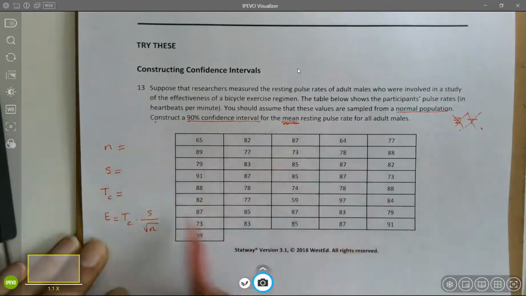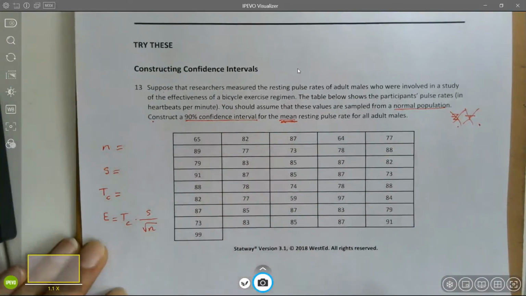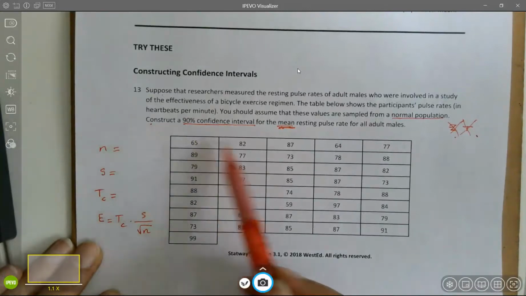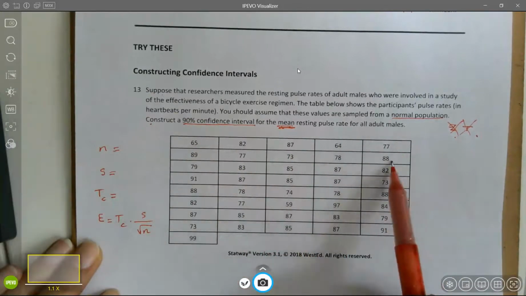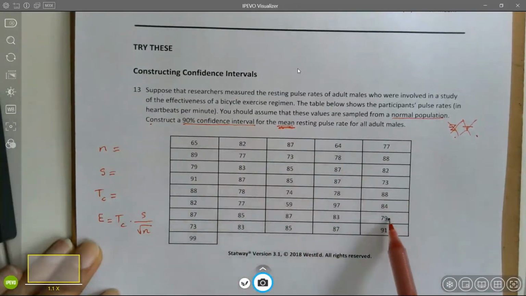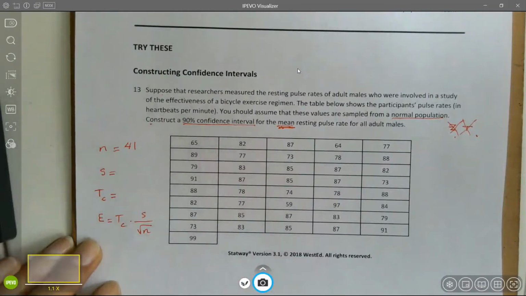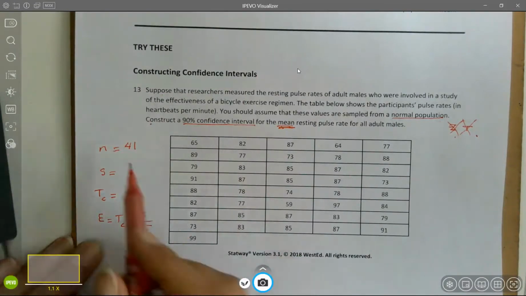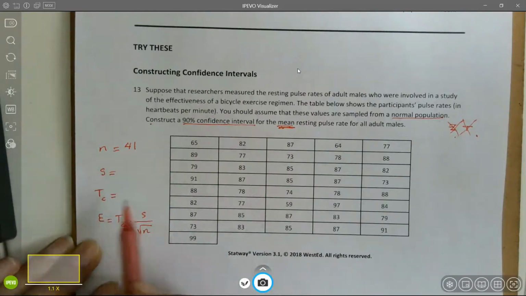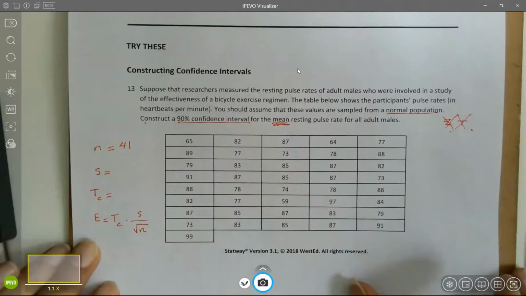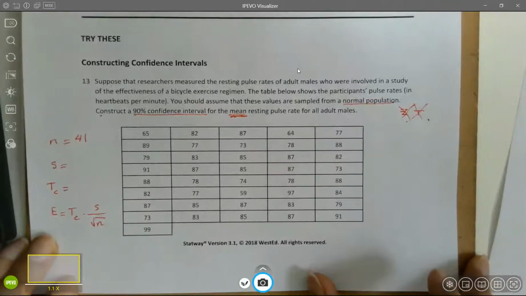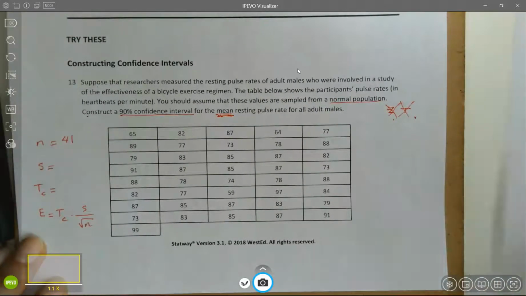So we have our collection of data here. How many? 1, 2, 3, 4, 5, 1, 2, 3, 4, 5, 6, 7, 8. 41. So N is equal to 41. What is our S? How do we calculate S? So to find S, we can use our calculator.